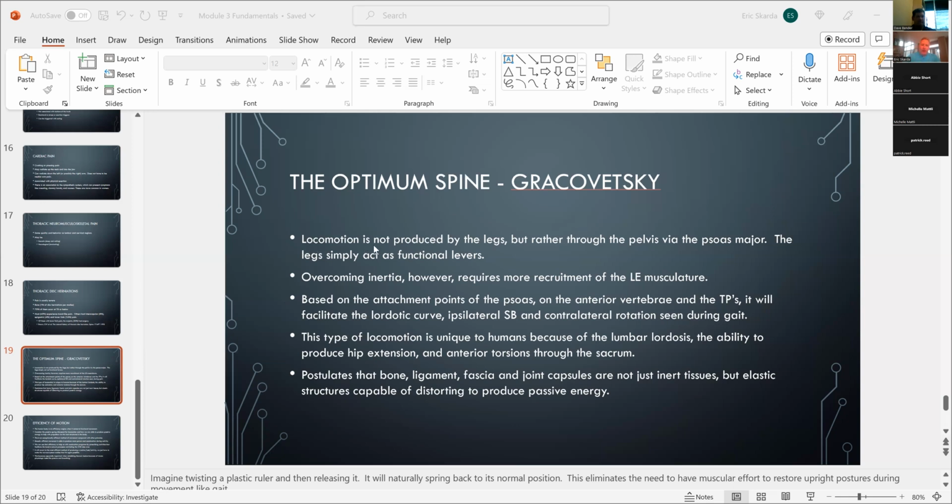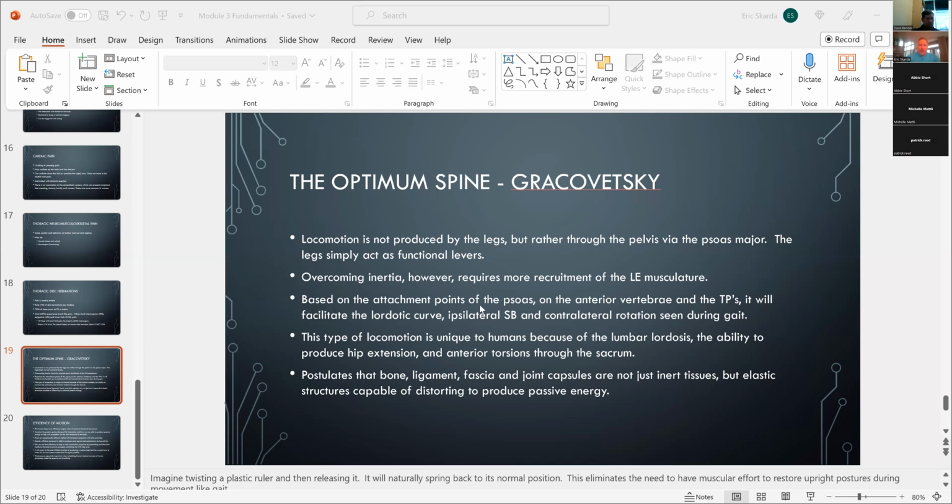Specifically here, things like locomotion, it's not produced by the musculature of the legs. It's much more consistent and well studied at this point that it's generated via the pelvis through the psoas major musculature. The legs are just basically elongations. They're basically just long pendulums to help improve the efficiency of the gait mechanism for us. So we do have to overcome inertia. If I'm standing still and I have to get going, we have to overcome that mechanism, and that does require some recruitment of the lower extremity musculature. Things like the calf muscles, particularly the soleus, will drive that sort of thing.